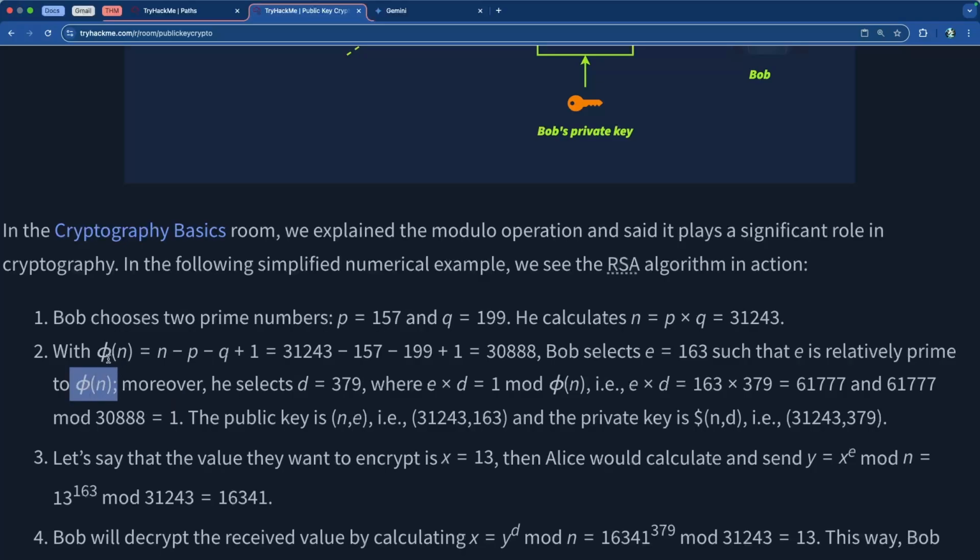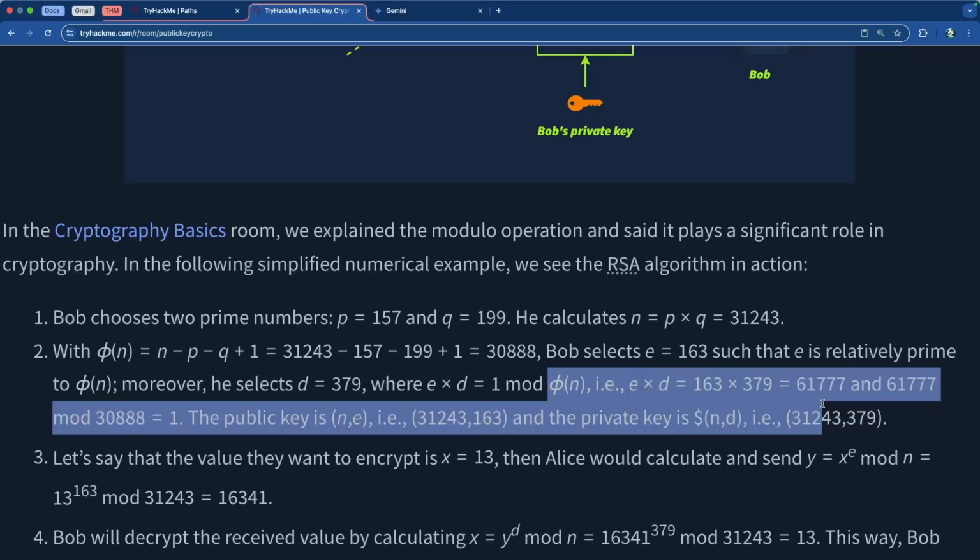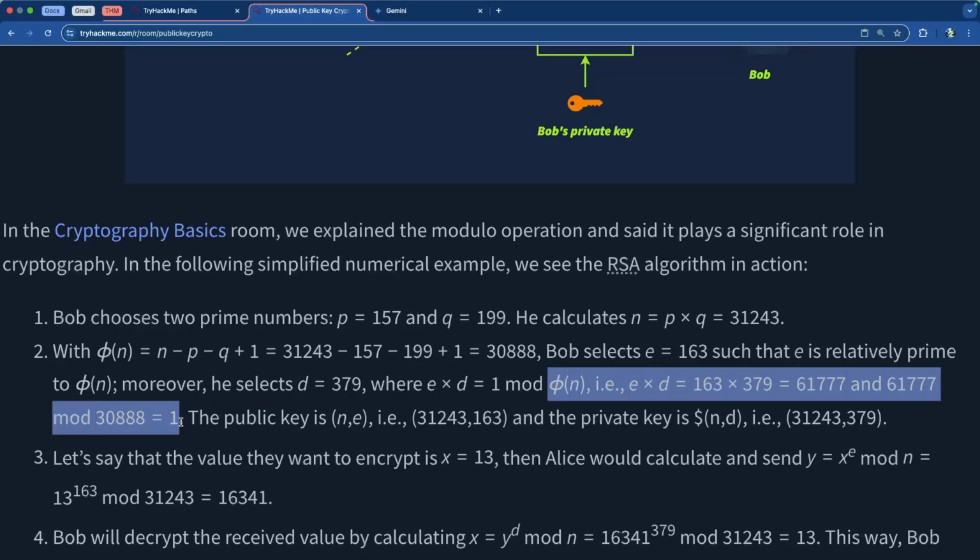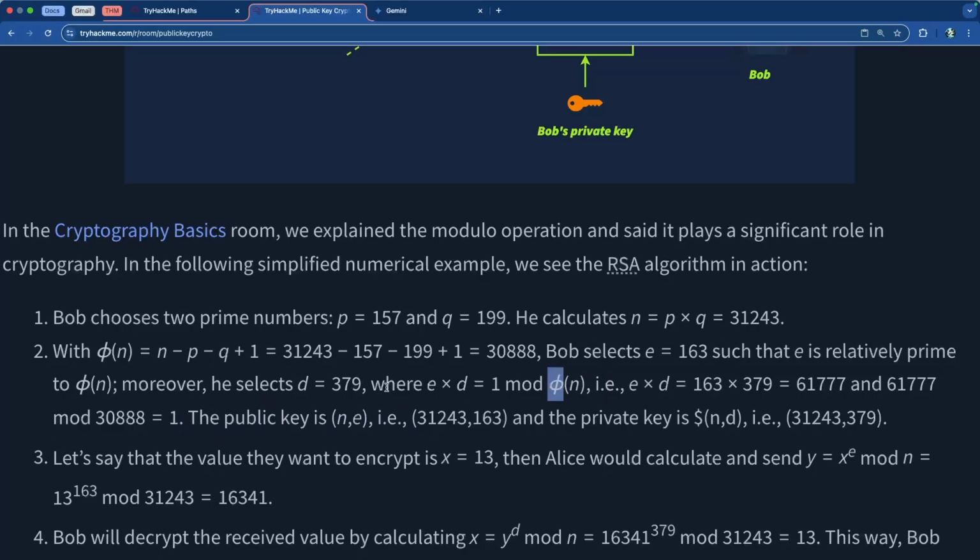I don't even know what this stands for right here, so I'm not even going to try to guess it. Moreover, he selects D equals 379, where E times D equals 1, and the mod, which is modulo, ends up being this. I'm not going to try to read this right now because I don't know what some of these symbols even represent. So this seems like advanced arithmetic beyond my skill set. I'm not the smartest guy, as you probably have figured out already.